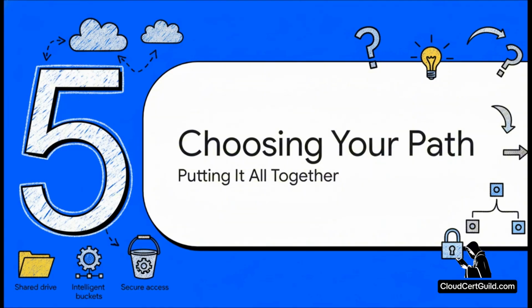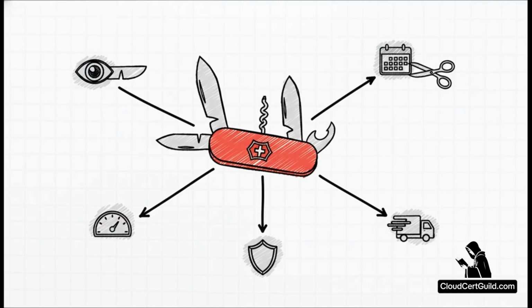Wow, we've covered a lot of ground, from shared drives to smart buckets and super secure access. So let's put it all together. Here are the key questions you should be asking yourself to make the right choice every single time. Answering these 5 questions will point you straight to the right tool in your storage Swiss Army knife. Your access patterns, they'll help you choose the right storage class to save money. Your retention needs will point you to features like bucket lock. Performance requirements might lead you right to Filestore. And of course, your migration and security needs will help you choose the right transfer method and access control.